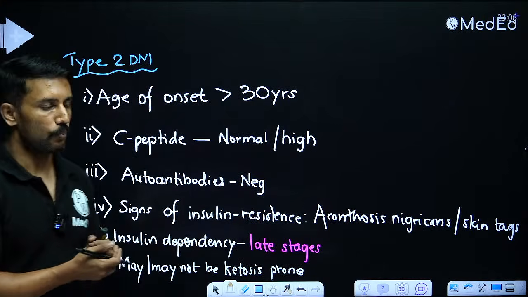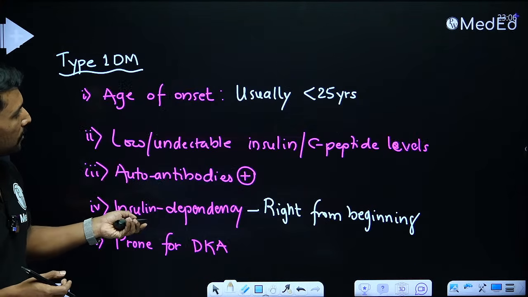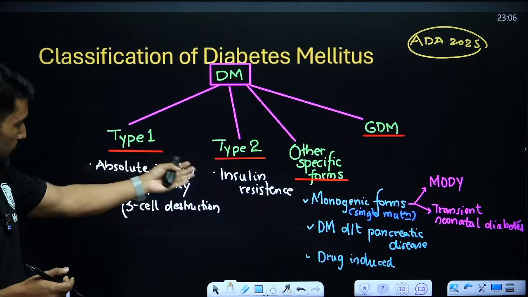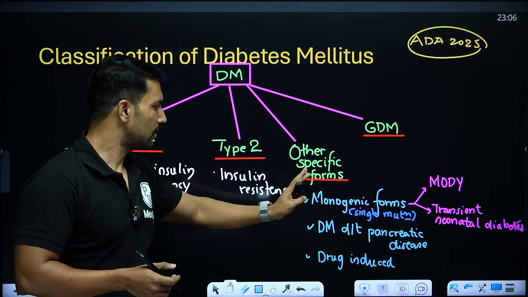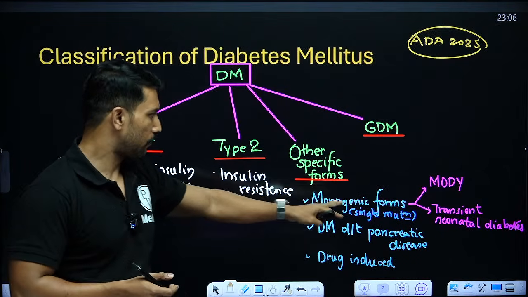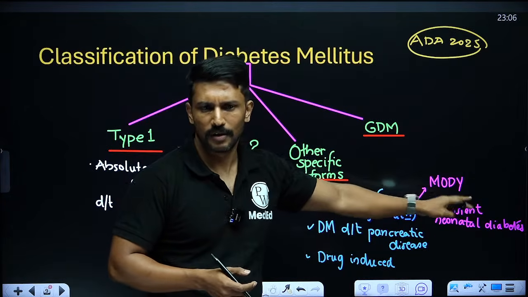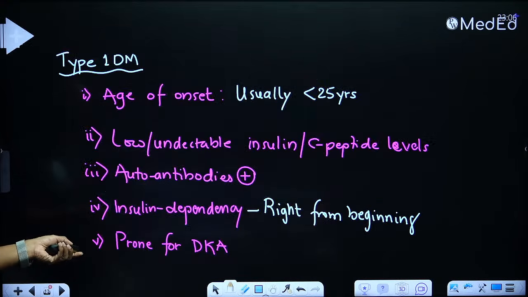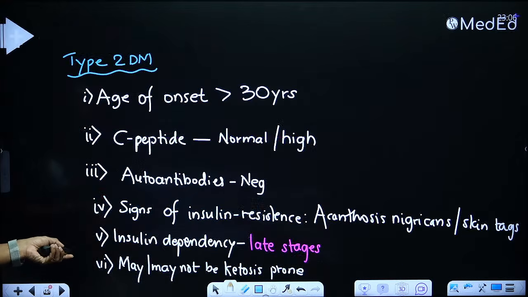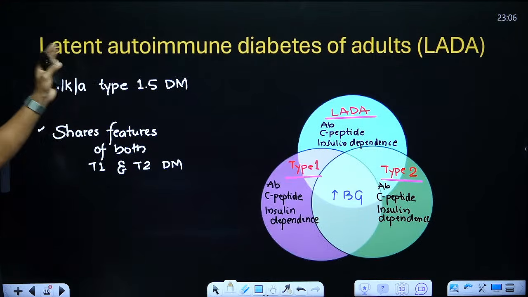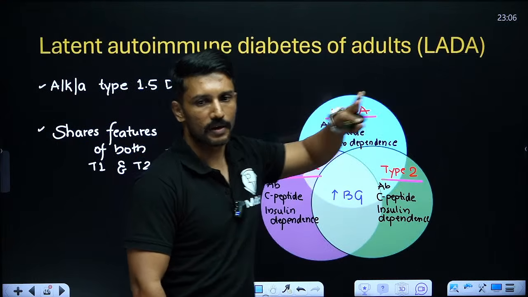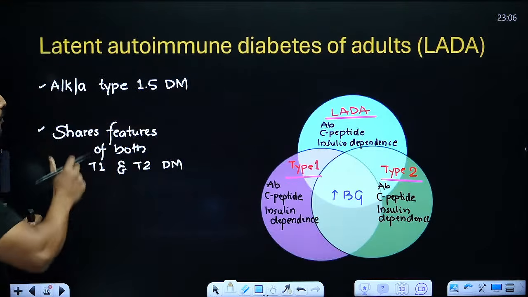This is type 2. Now in this classification that we were talking about, we learned about type 1 and type 2. These are the two major types. GDM we will discuss later. Some specific forms among them, MODY, I need to discuss. But then there's also one more type, which is called type 1.5 or LADA, latent autoimmune diabetes of adults. This is also called type 1.5 diabetes.